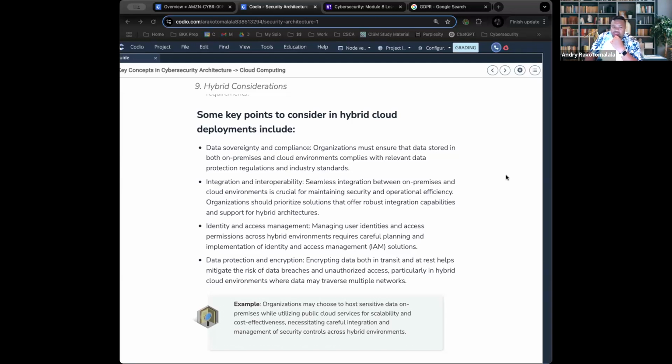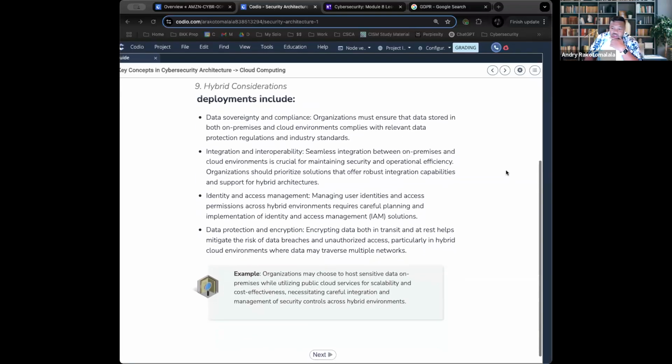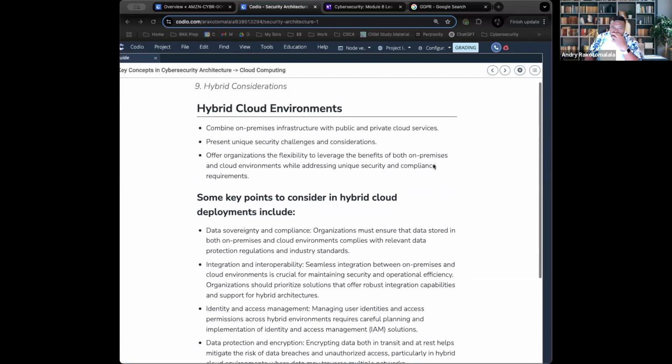Now, in this case, there needs to be really good integration. There needs to be a lot of data hygiene and data cleanliness, because if you're working with both on-prem and cloud, you need to make sure that it's not garbage in, garbage out. You need to make sure there are all the right security measures in place for both. So you need to make sure it's encrypted.